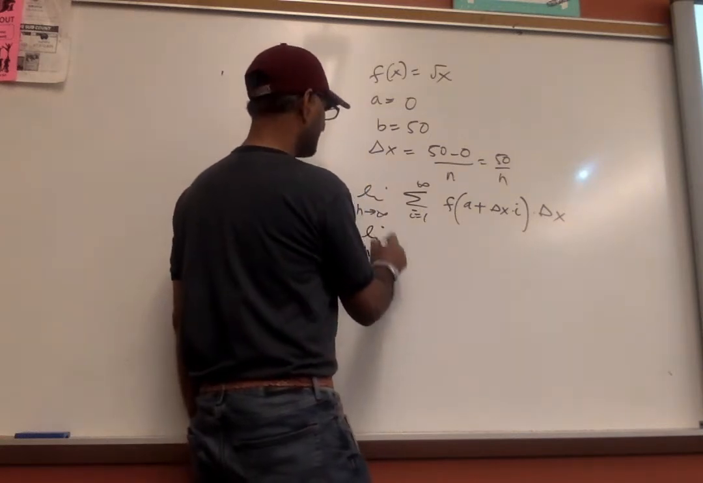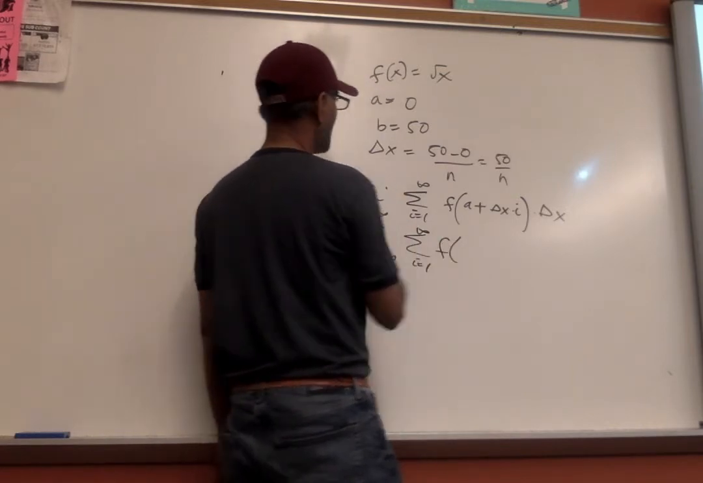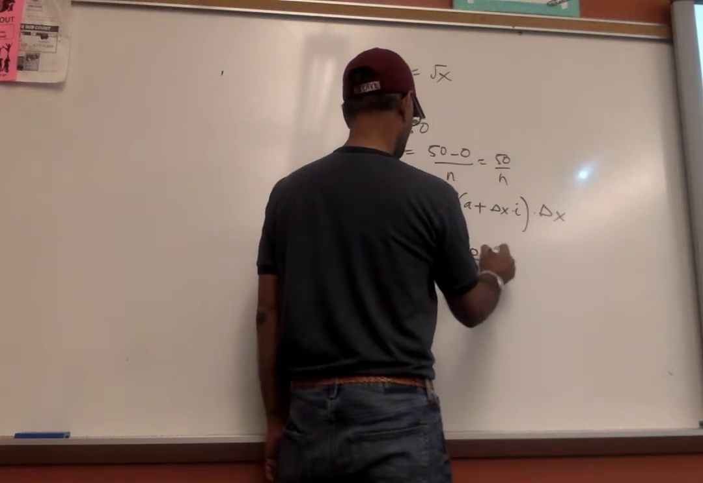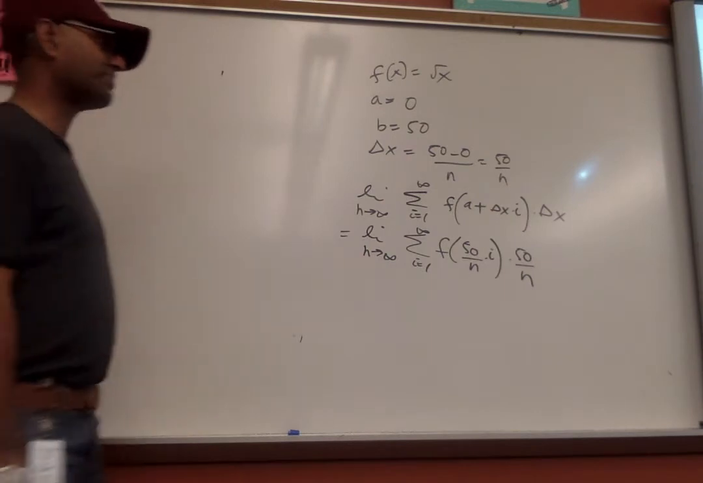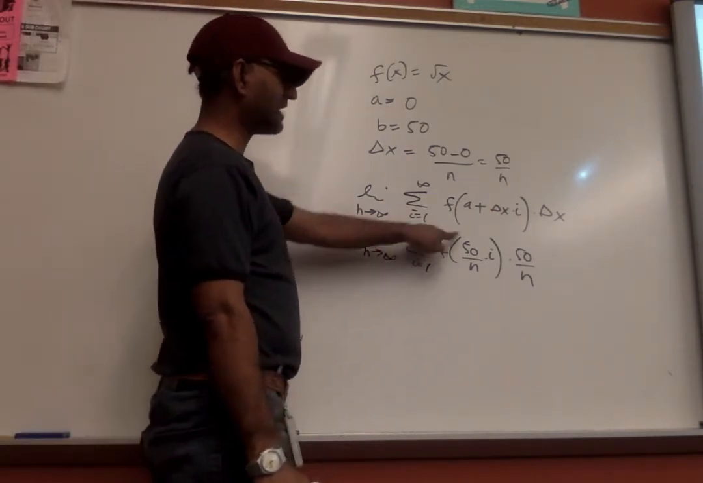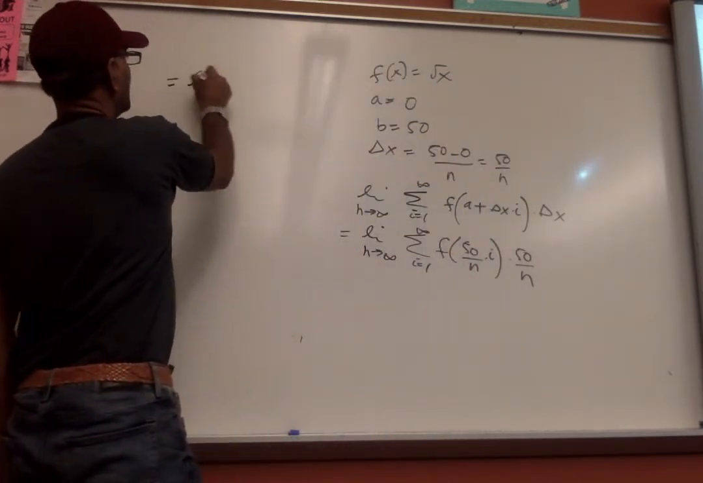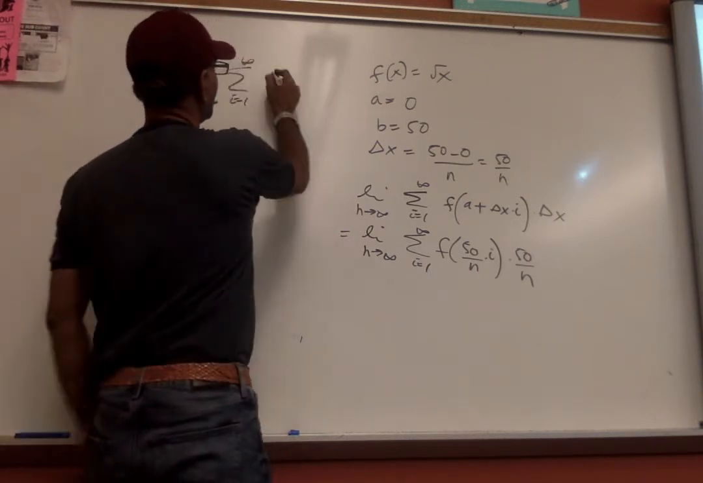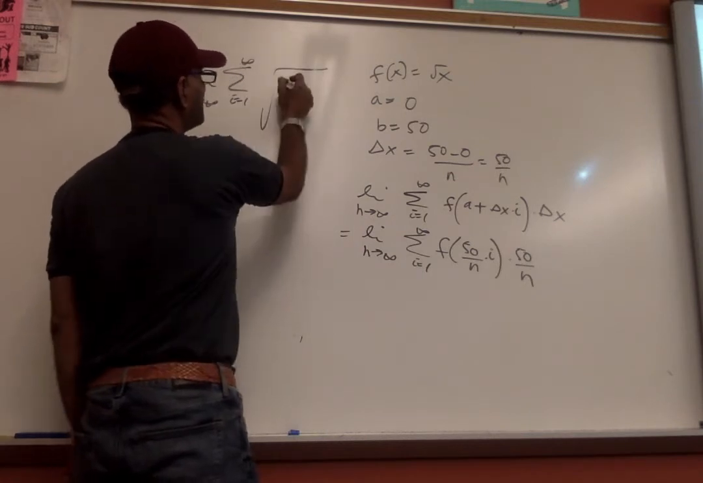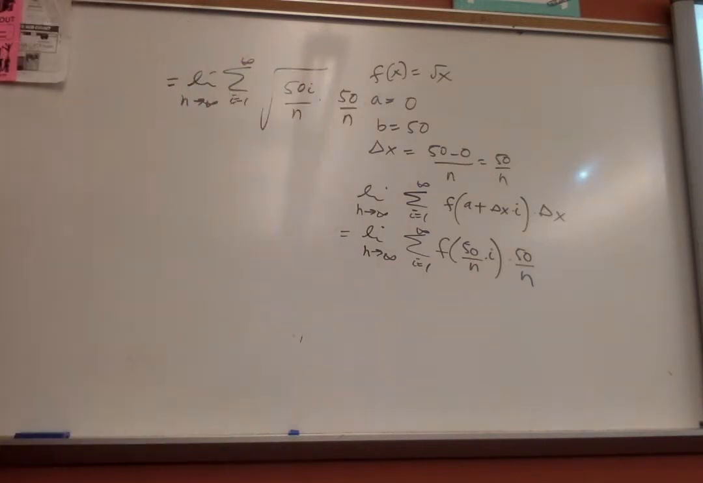Limit n approaching infinity. Summation i goes from 1 to infinity. F of A is f of 0. Delta x is 50 over n. I times 50 over n. Okay, last step. Wherever I see an x, should I replace that with 50i over n? That's all I'm going to do. So, limit n approaches infinity, summation i goes from 1 to infinity, radical of 50i over n times 50 over n. I'm not doing anything clever. You don't need to look at the board. I'm just plugging it in.